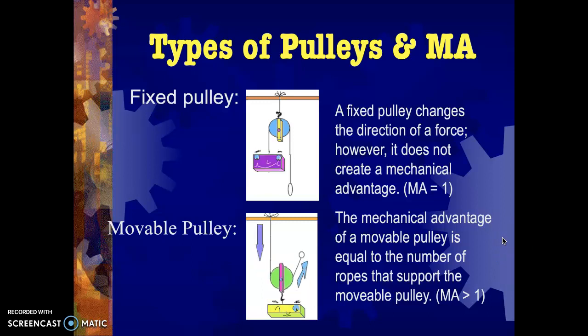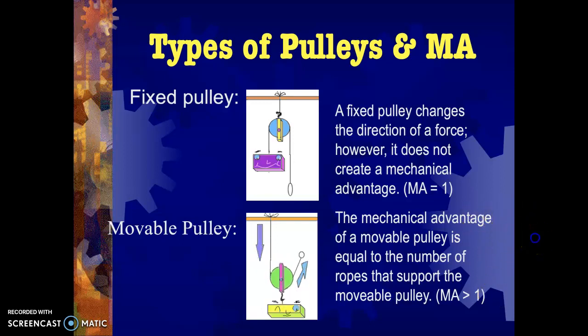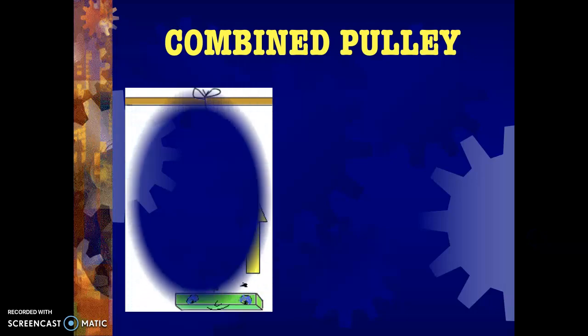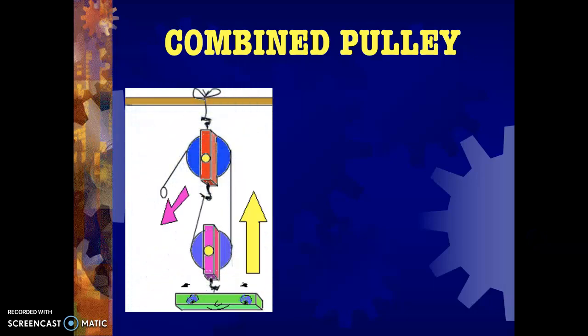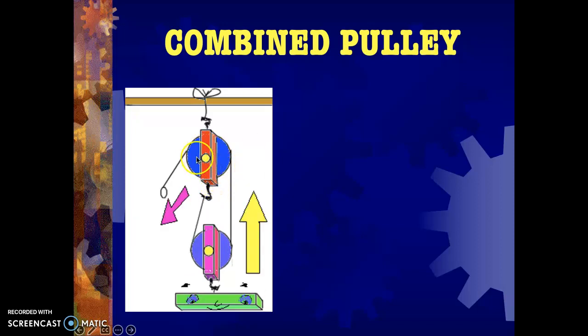Now, we can use fixed pulleys and moving pulleys together, and that is what we call a block and tackle. Some people will call this a combined pulley, but most of you probably have heard the word block and tackle before. This would be an example of a combined pulley or block and tackle. You can see here that you have 2 pulleys. The 2 pulleys are working together, this one being fixed, this one being movable.